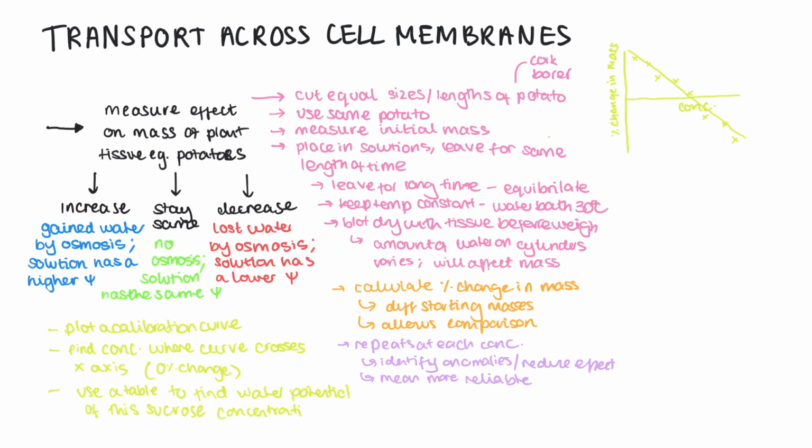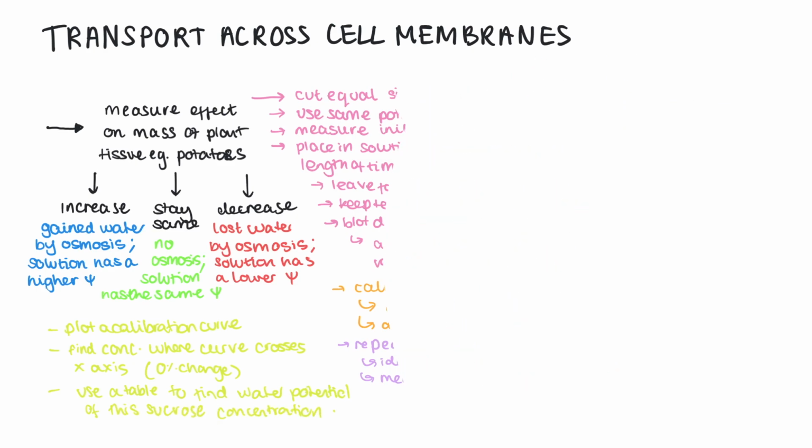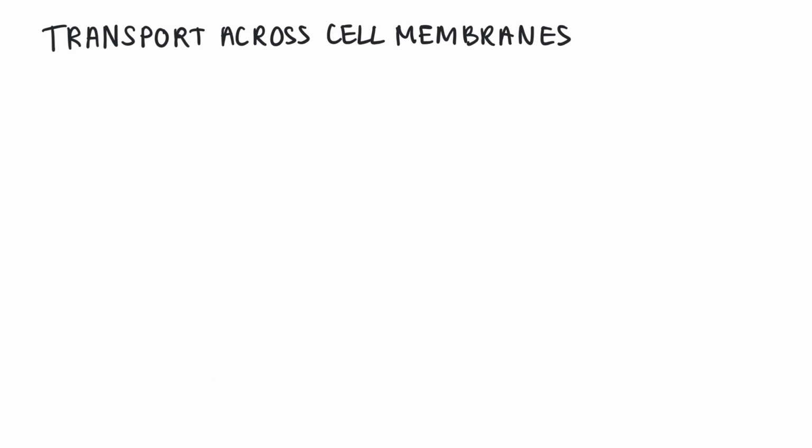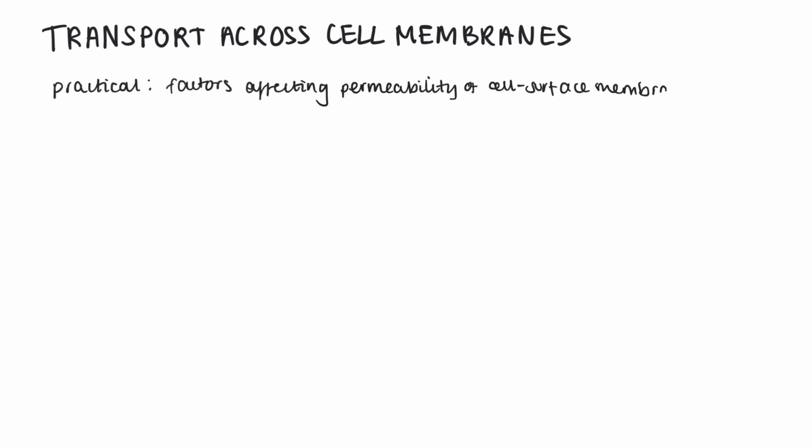So we use some sort of table or resource to find the water potential of that particular sucrose solution or whatever. Our next practical then is looking at the factors affecting the permeability of cell surface membranes. Two of the factors that do affect permeability are temperature and pH, for example, and the concentration of ethanol. These could be the things that we change, therefore these would be our independent variables.